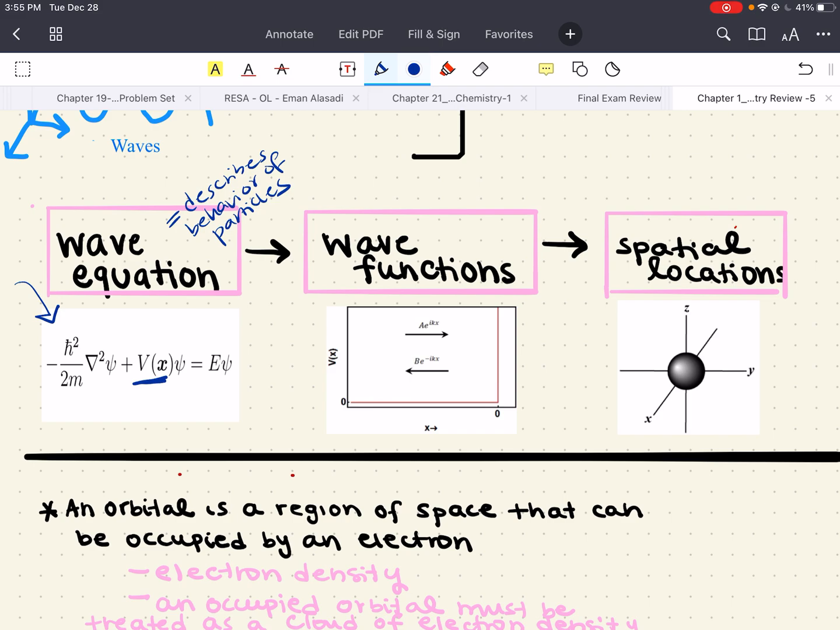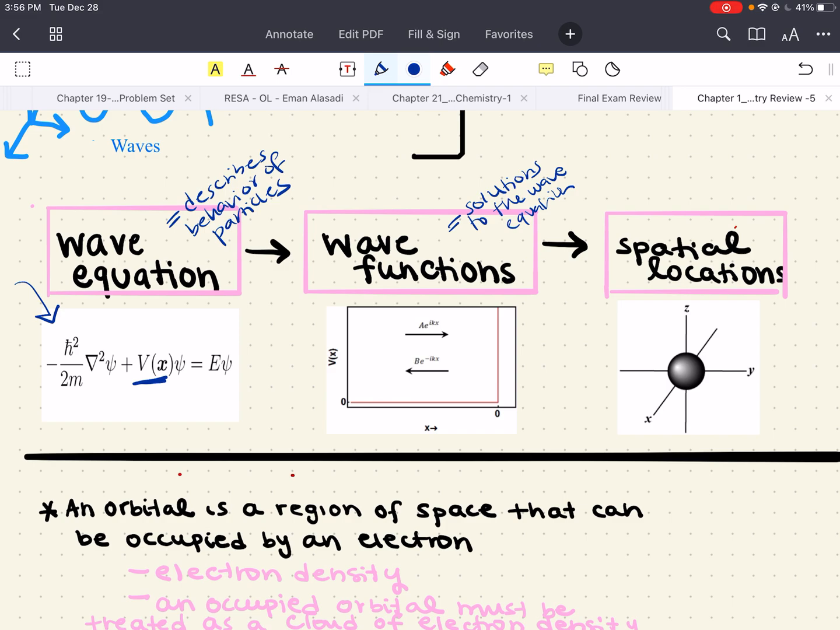And essentially what you want to do is solve the wave equation, and what you get as a solution is called a wave function. So wave functions are solutions to the wave equation. From these solutions, you can learn a lot of things like the allowed energy levels and things of that nature.